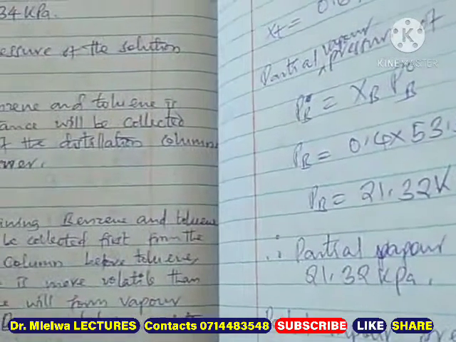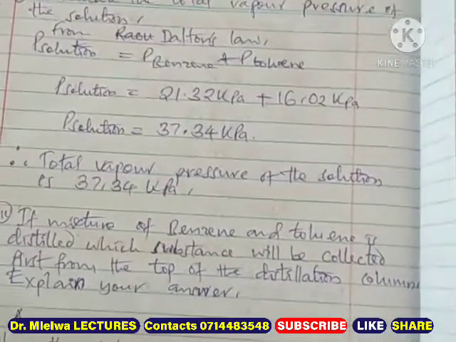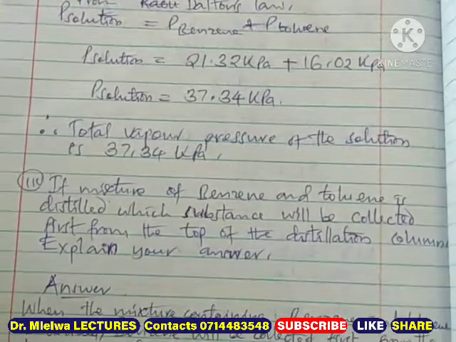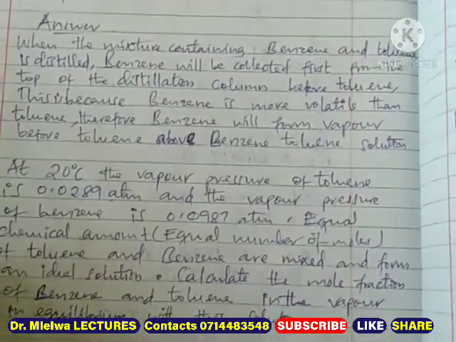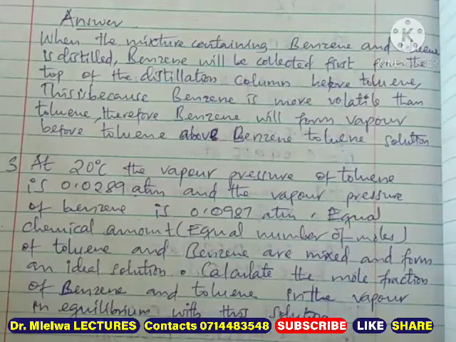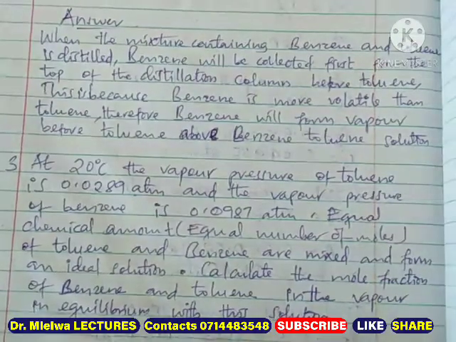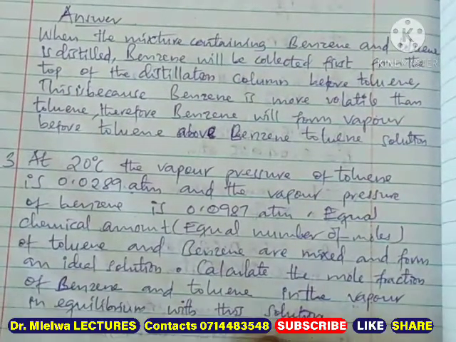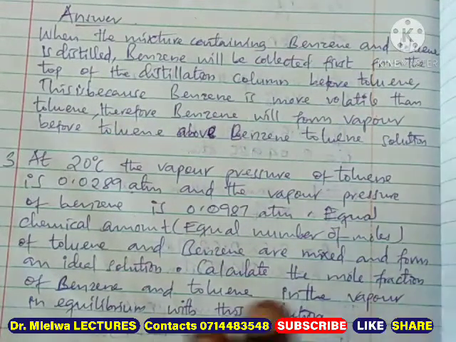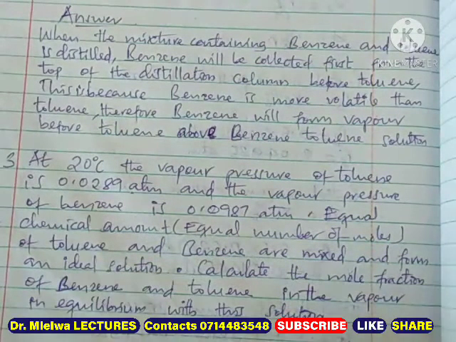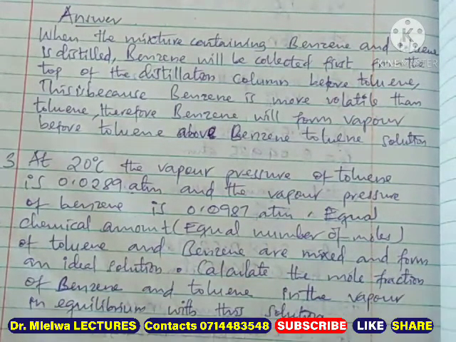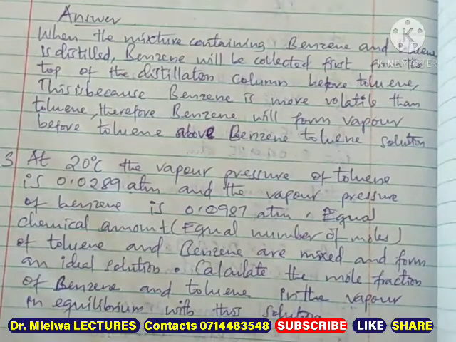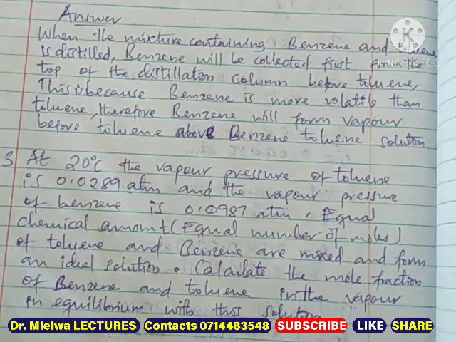In short, let me tell you that most of the questions in this part we have already solved earlier. We have solved the third question, for example: at 20 degrees Celsius the vapor pressure of toluene is there and the vapor pressure of benzene is there. Equal chemical amounts, or equal numbers of moles, of toluene and benzene are mixed and form an ideal solution. Calculate the mole fraction of benzene and toluene in the vapor in equilibrium with this solution.